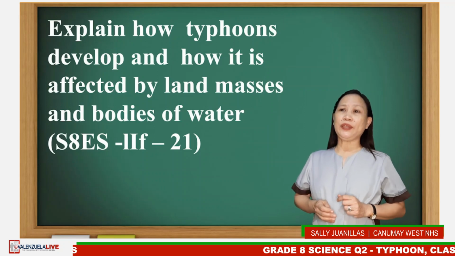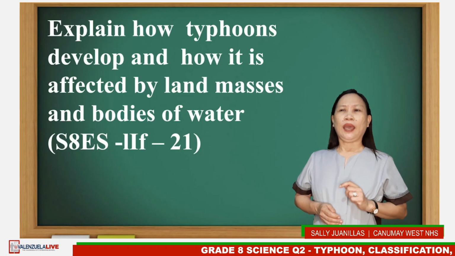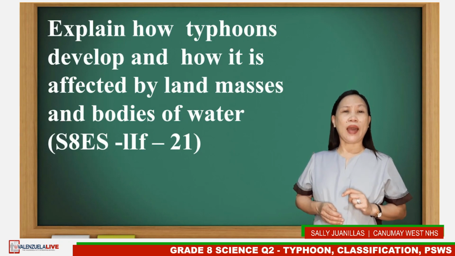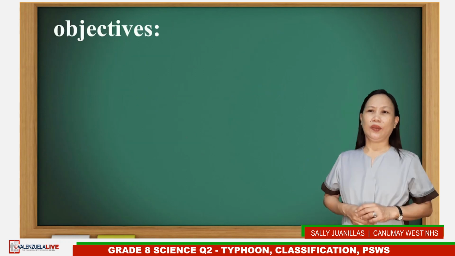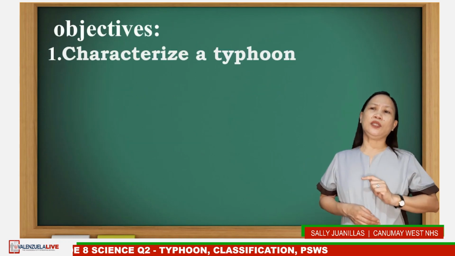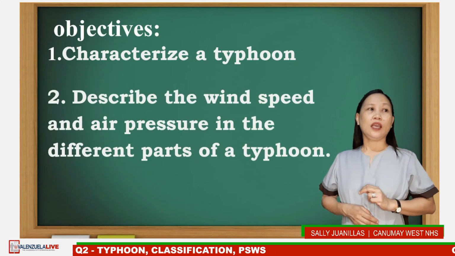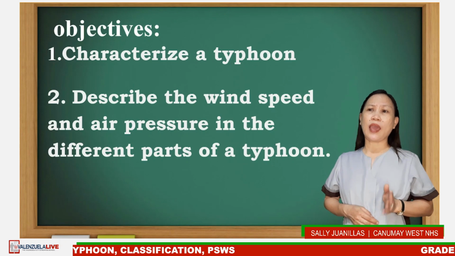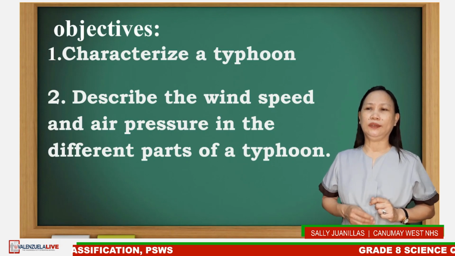Today, our learning competency is to explain how a typhoon develops and how it is affected by land masses and bodies of water that surround us. There are two specific objectives. First is to characterize a typhoon. Second is to describe the wind speed and air pressure in the different parts of a typhoon.